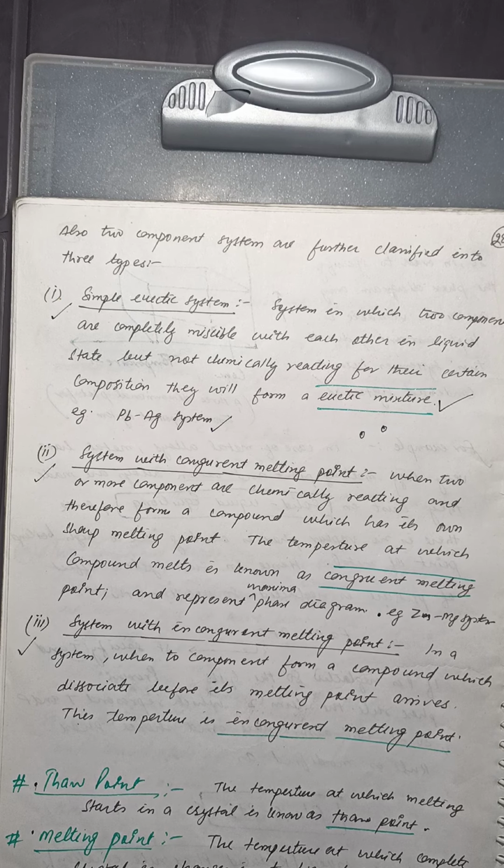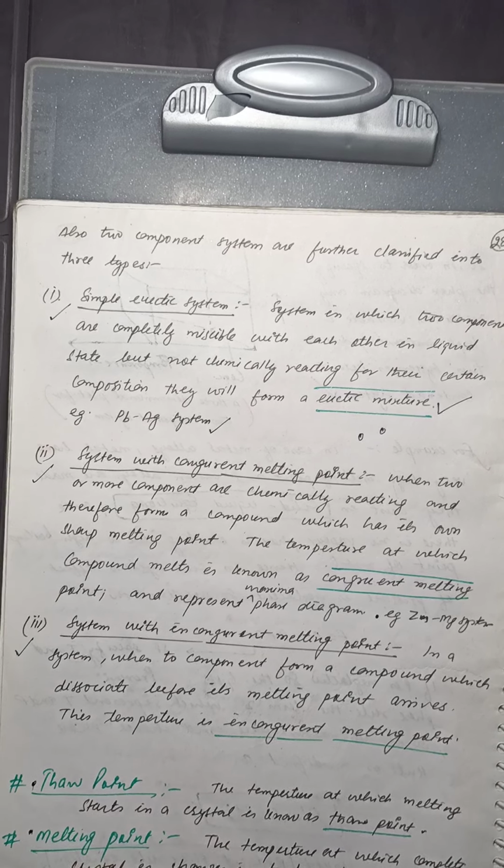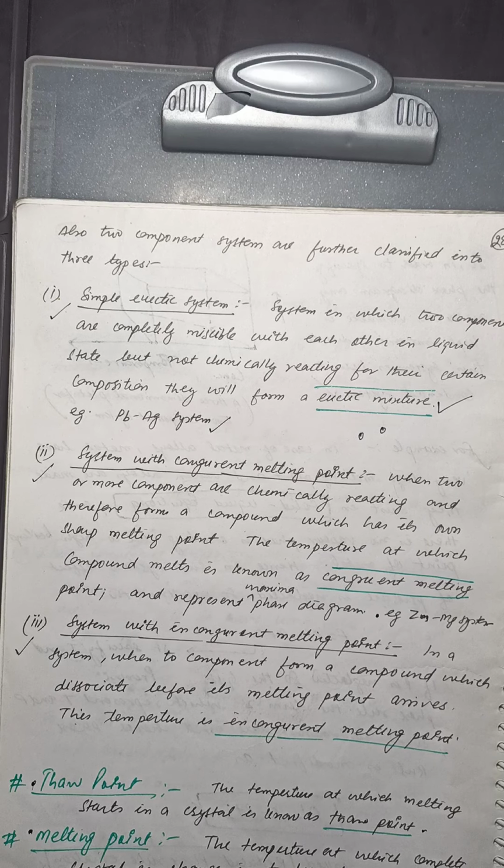Dear students, one more question is asked by the examiner: what is the thaw point? The thaw point is the temperature at which liquefaction starts. The temperature at which melting starts in a crystal is known as the thaw point, and the temperature at which the complete crystal changes into liquid state is known as the melting point. So that is our topic for today, the two component system, which is also known as solid liquid equilibria. Thank you.